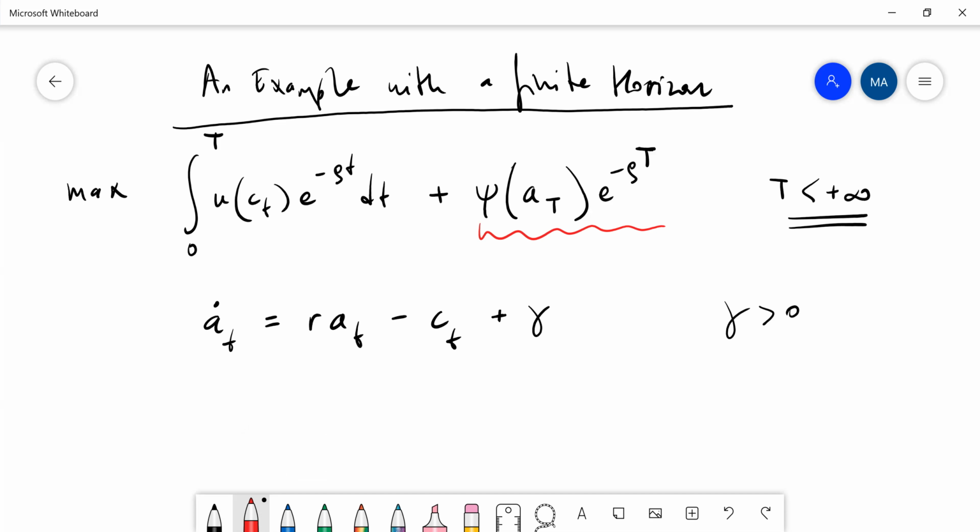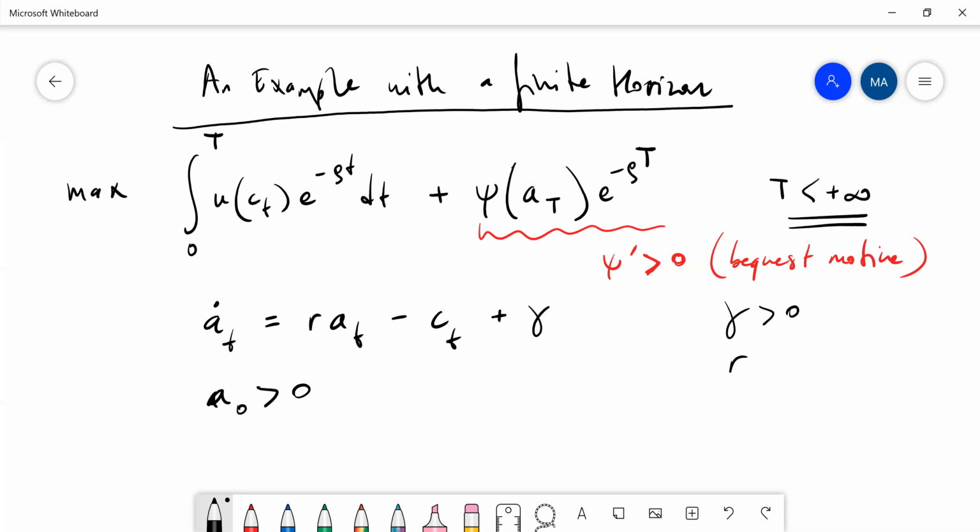At that date, she will have some sort of asset, all right? And leaving that asset will give utility to this agent. So we assume psi, the derivative of psi, is positive. So there is a bequest motive. And as is typical, initially this is positive, and R is also positive. All right, so that's the problem.